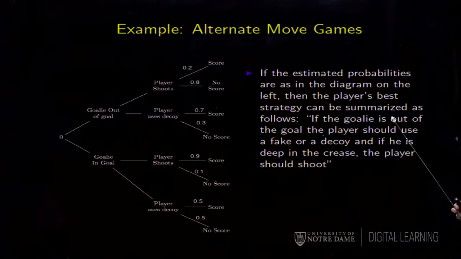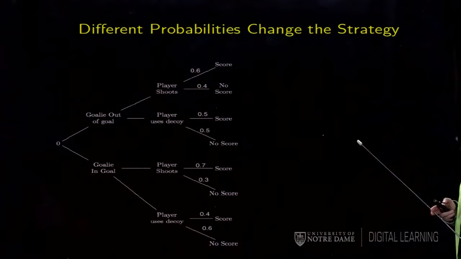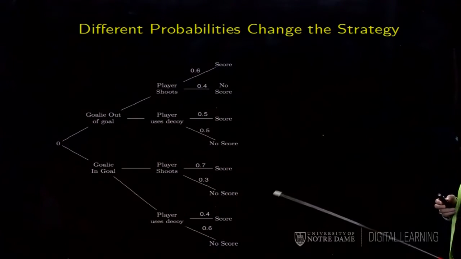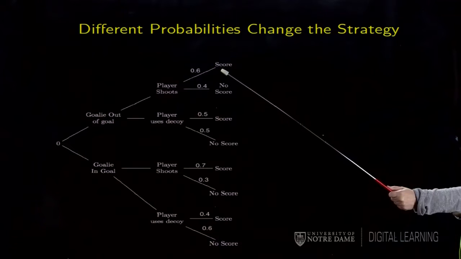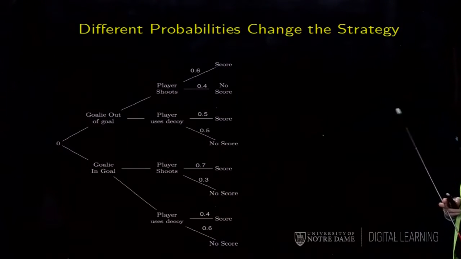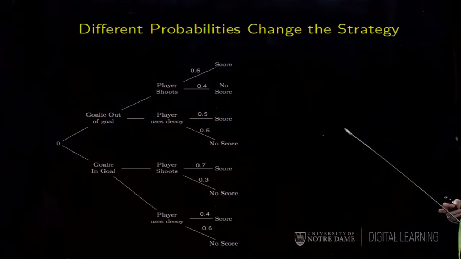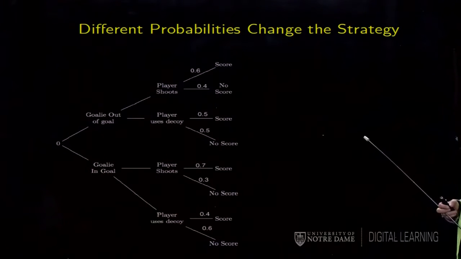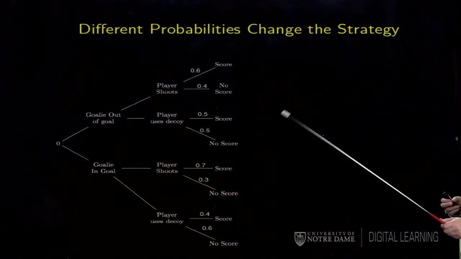Now, if we change the probabilities, the strategy will probably change, or may change. So suppose the probabilities look like this, then what's the best strategy for the player? Well, we see if the goalie is out of the goal, then shooting has a 60% chance of scoring, but using a decoy just has a 50% chance of scoring. So again, these probabilities would depend on the goalie, perhaps the league. It's quite conceivable that in little leagues, the goalie may not respond to a decoy as quickly as you would expect, and so on.